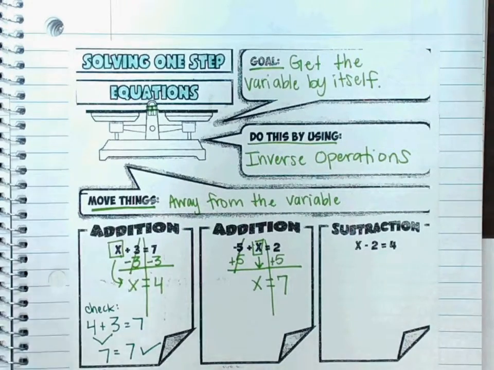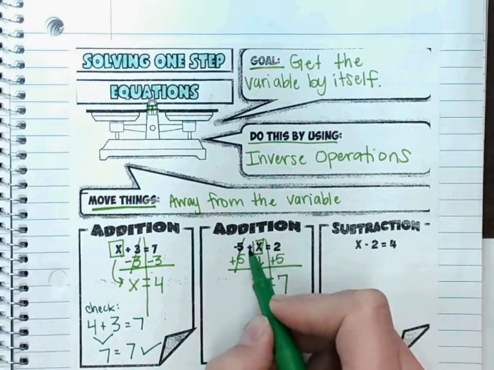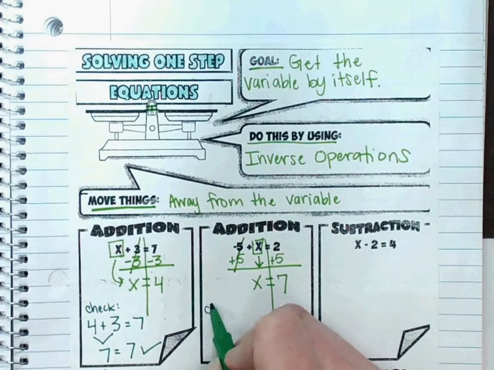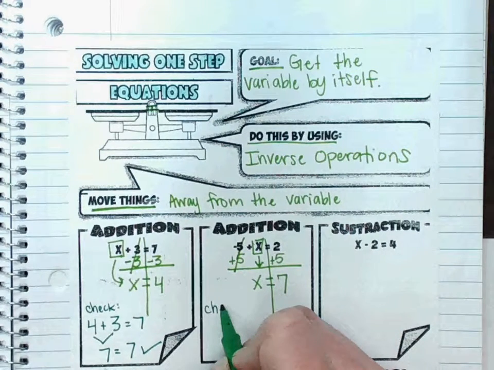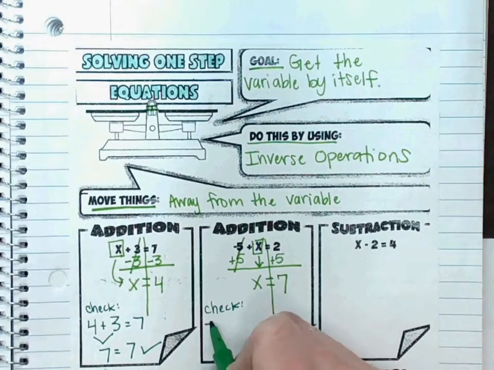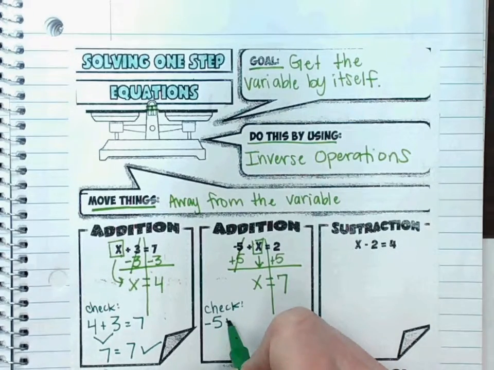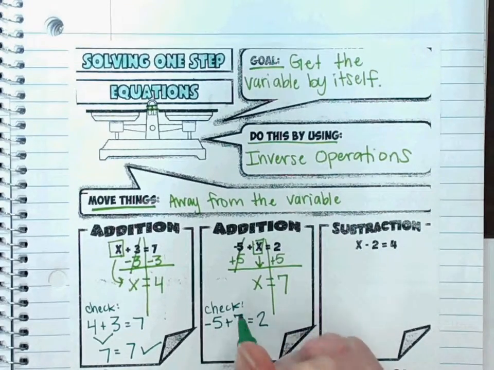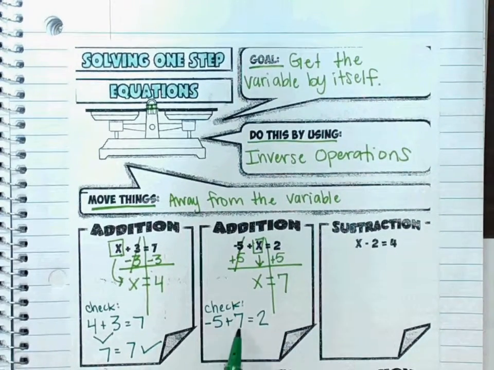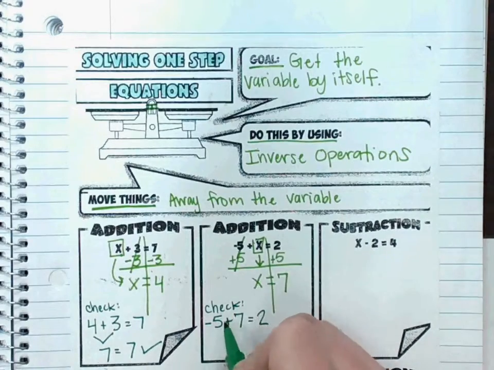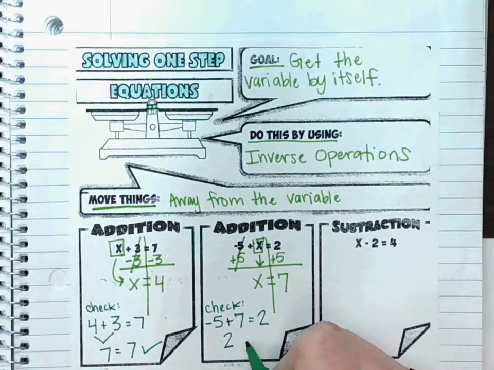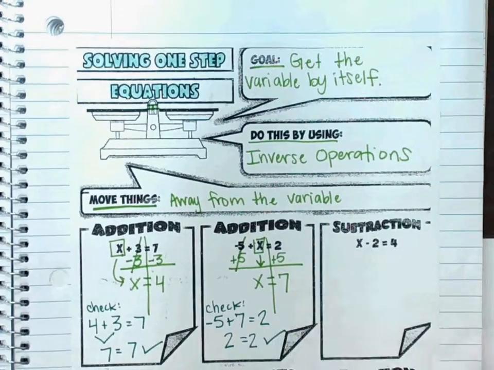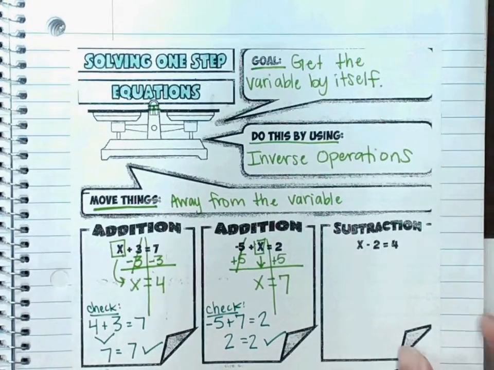Okay? Alright, now we're going to check it. So you take this and you substitute it back into your equation. So you write, let's write check first. Negative 5 plus 7 instead of x equals 2. Now this requires integers, so you've got to kind of remember back to negative numbers. So we've got negative 5 and positive 7. They're different signs, so we have to subtract. And we keep the sign of the bigger number, which is positive. So 2 equals 2. So check, that means that is correct.